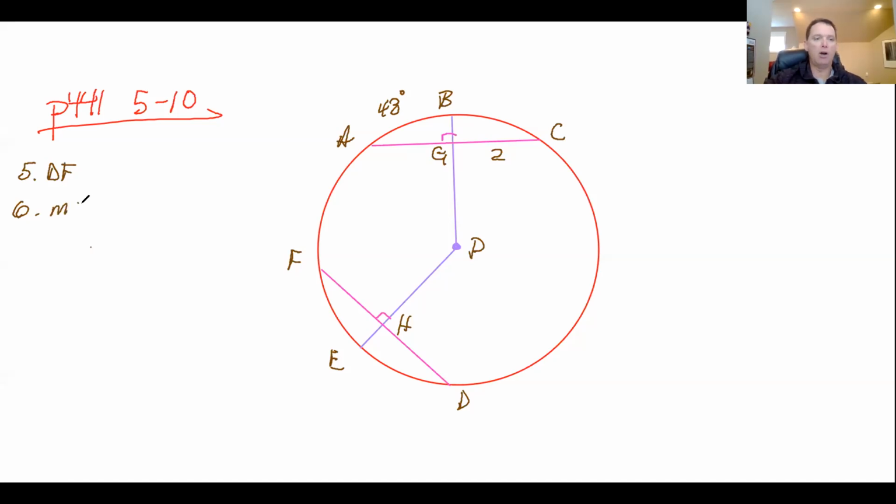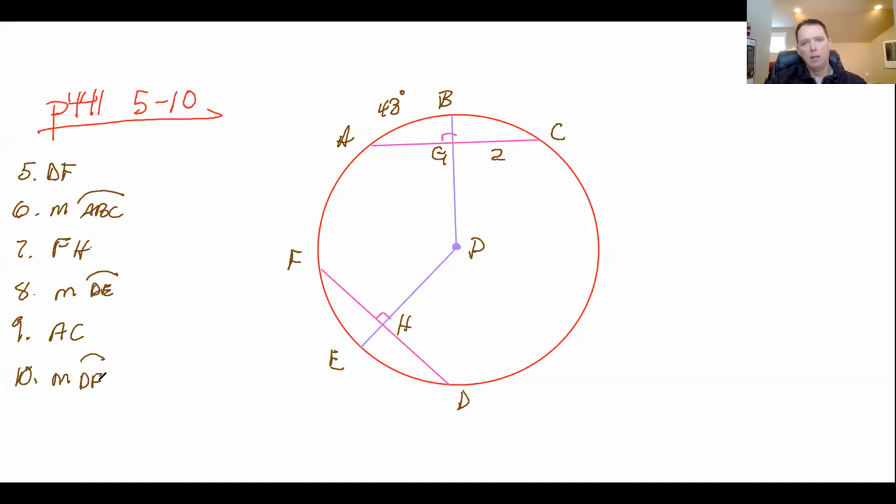The measure of arc ABC, so you can see where that would go. 7 is FH. 8 is the measure of arc DE. 9 is AC. And 10 is the measure of arc DF. Oof. That's a lot. But maybe it's not so bad.